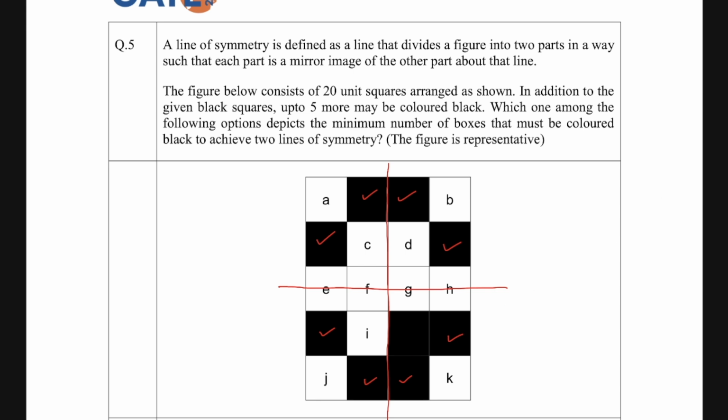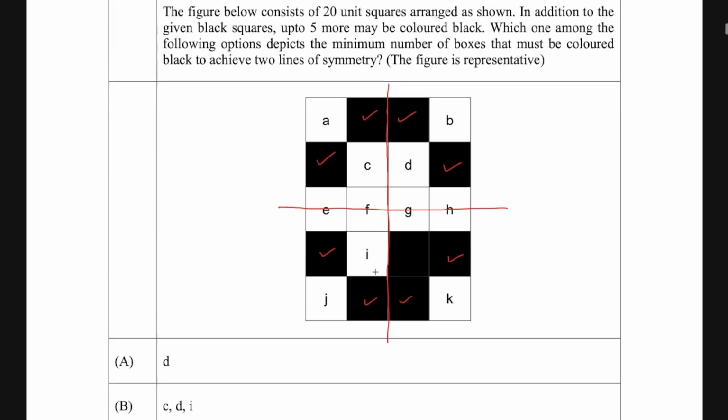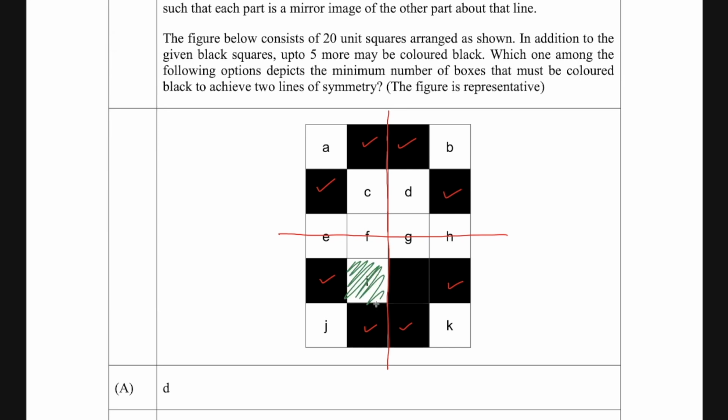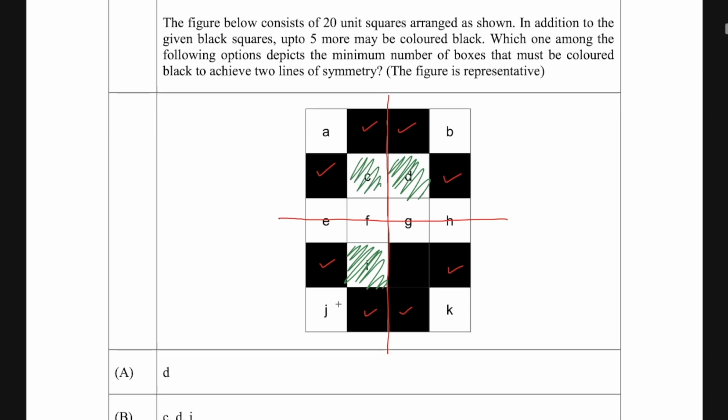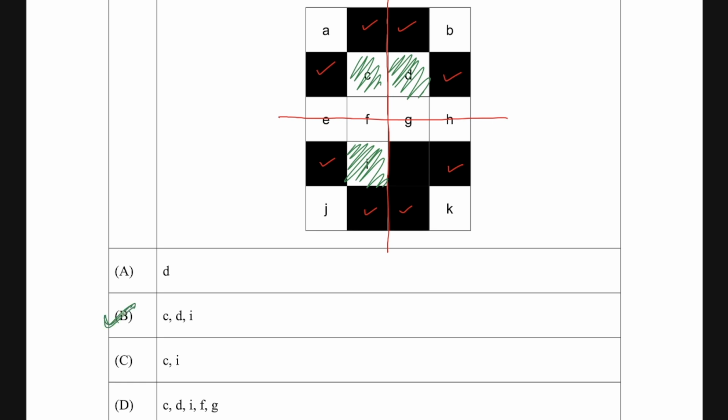The only figure which you have to shade in order to become a mirror image of each other is this. It says which among the following options depicts the minimum number of boxes that must be colored black to achieve two lines of symmetry. So which boxes do you have to color, the minimum number of boxes, in order to achieve that? As soon as you do this, the vertical line of symmetry is now symmetrical, but the horizontal line of symmetry is not symmetrical yet. See, these two are fine, these two are fine, we don't have anything symmetrical to this, so we have to shade this also, and we have to shade this also. So I, C and D, that means option B is the correct option. In order to achieve two lines of symmetry, this is what you have to do.